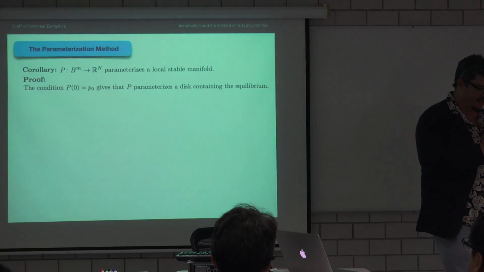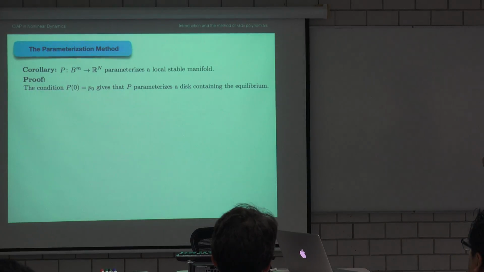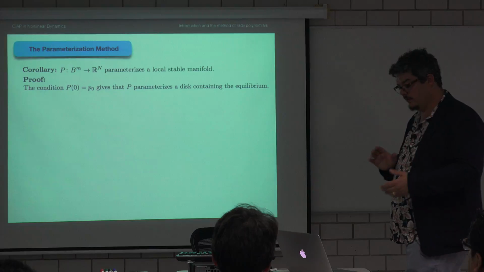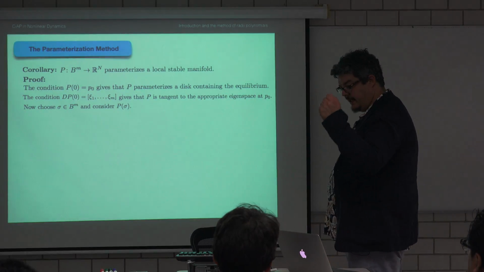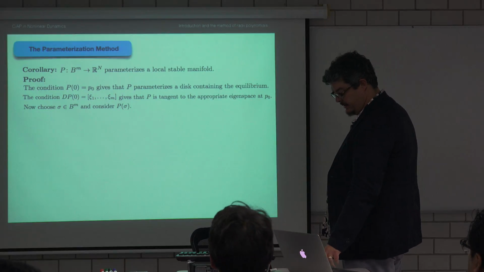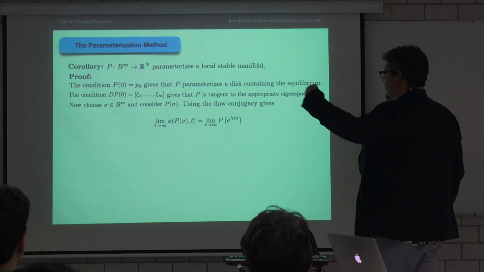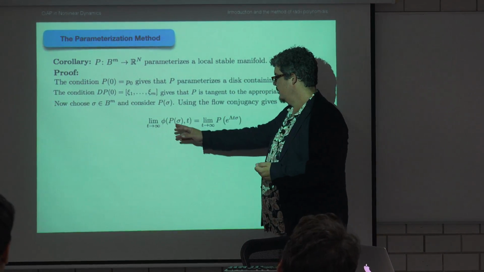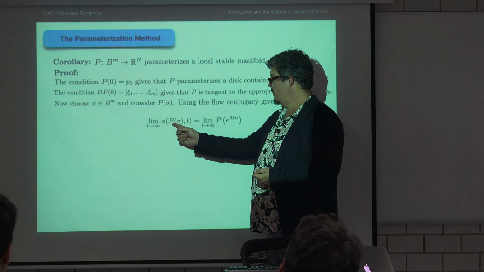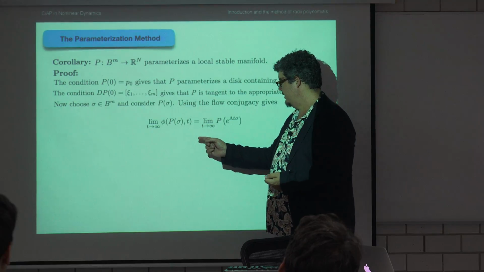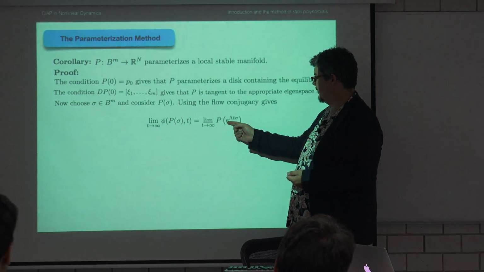That disk is also tangent to the stable eigenspace because of the first order conditions you impose. Okay, right. So now let's take anybody in the disk, look at the image. I want to see what happens when I flow that point forward. Well, because of the flow conjugacy, the flow of P of sigma for time t is just P of e to the lambda t sigma.